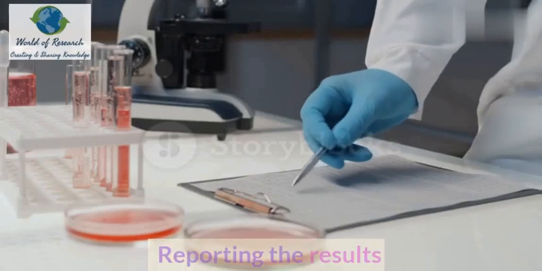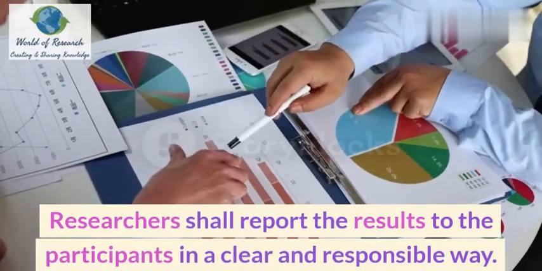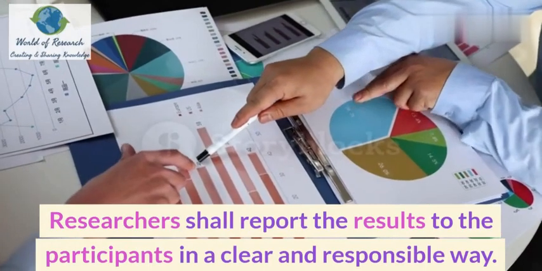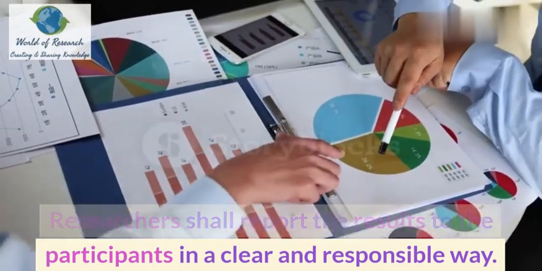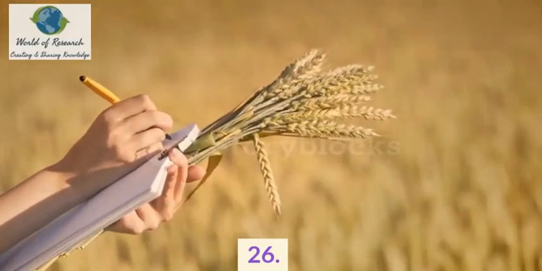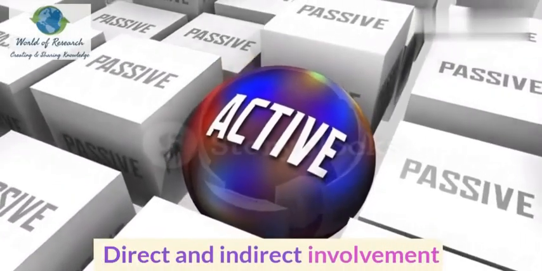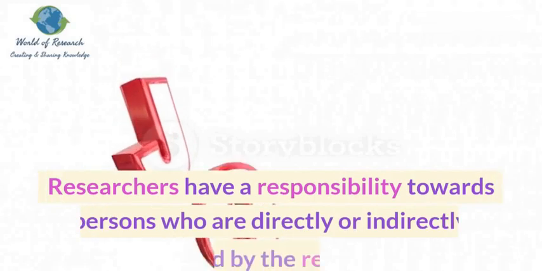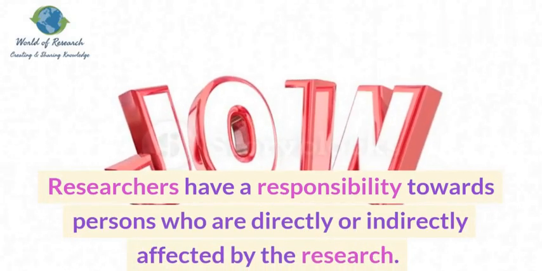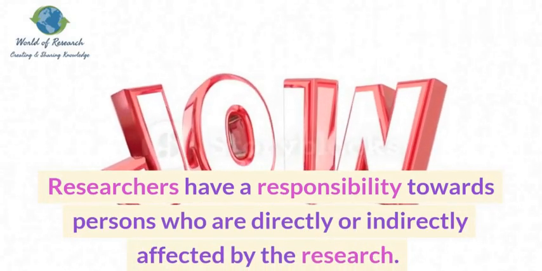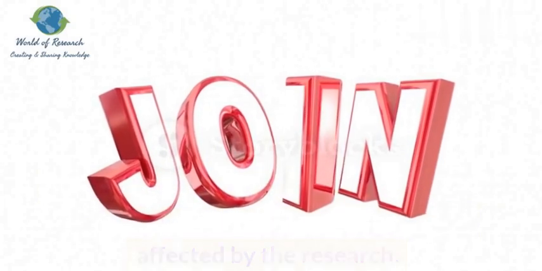Number 25. Reporting the results. Researchers shall report the results to the participants in a clear and responsible way. Number 26. Direct and indirect involvement. Researchers have a responsibility towards persons who are directly or indirectly affected by the research.